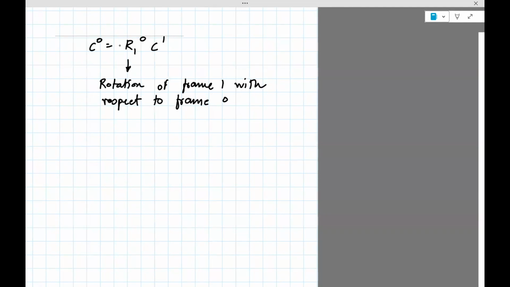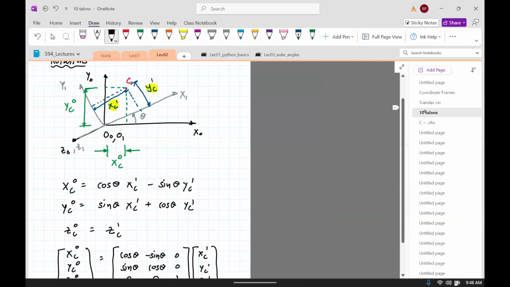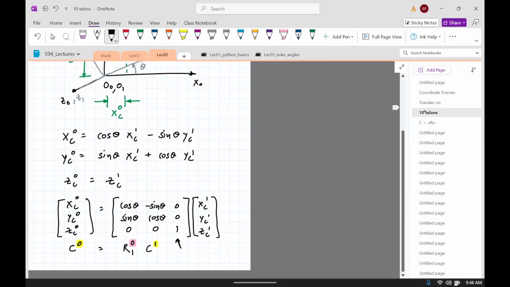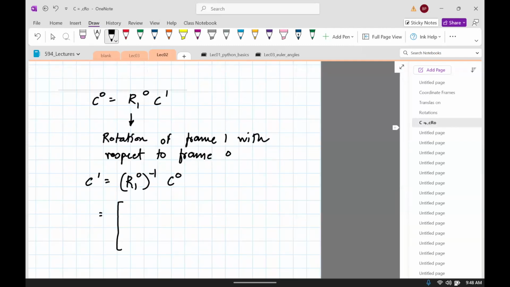Now if you were to reverse this, that is, if you were to do C1 equals R10 inverse C0, what I did here was multiply both sides of the first equation by the inverse of R10. And if you take the inverse of R10, so you need to take this equation here and take its inverse, it's very interesting that it comes out to be cosine theta, sine theta, minus sine theta, cosine theta, 0, 0, 0.